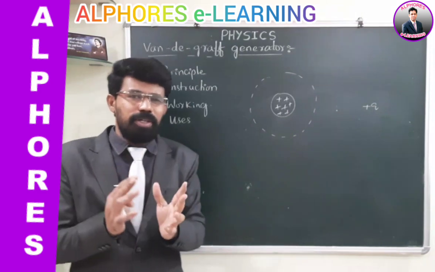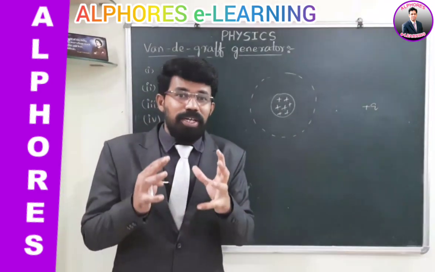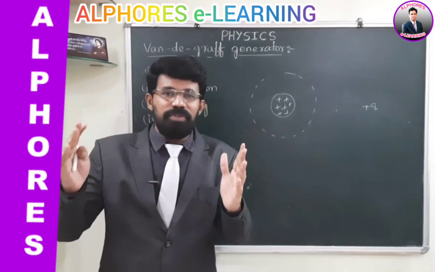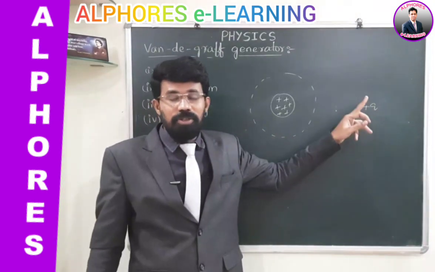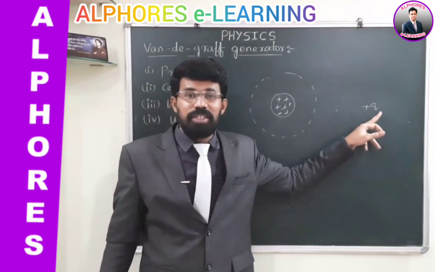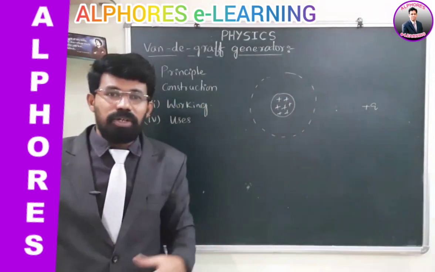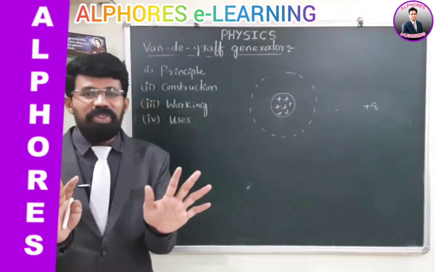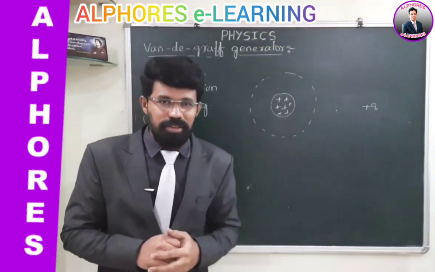So I hope you understood what this Van de Graaff generator does. It builds up a high potential difference, and using that high potential difference you can accelerate charges, and those accelerated charges can be used to hit a nucleus or to hit any target. So basically, Van de Graaff generator is a particle accelerator. That's how you can remember.